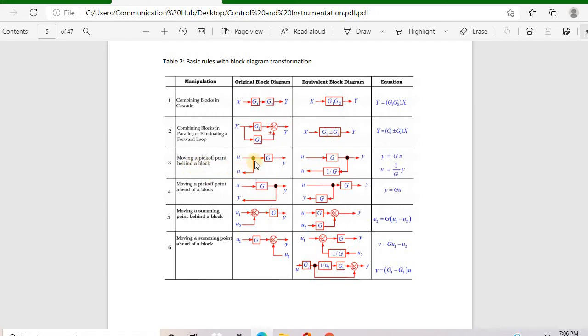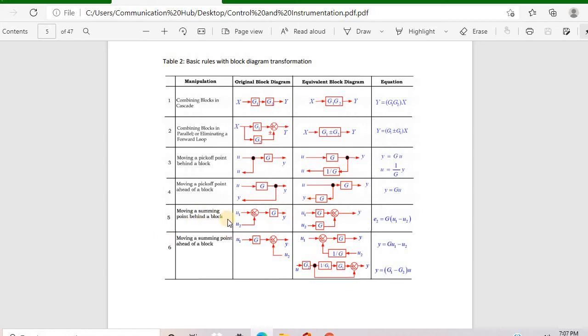If you want to move this pick-off point to here, how do you do it? You just multiply by g, and here you need to divide because this is the feedback, so that your algebra remains the same. Similarly, moving the pick-off point, take this block to after the pick-off point, then you have to multiply here.